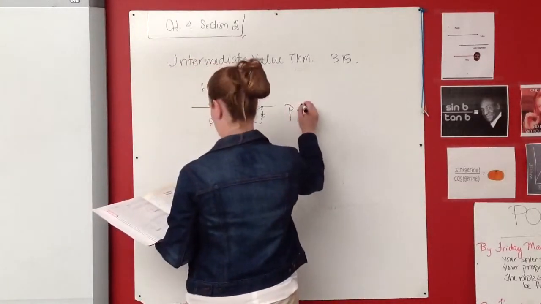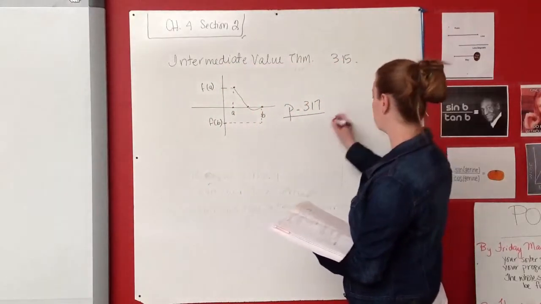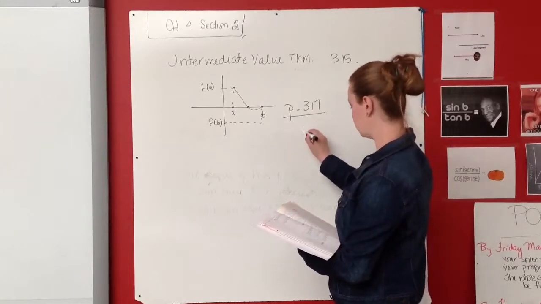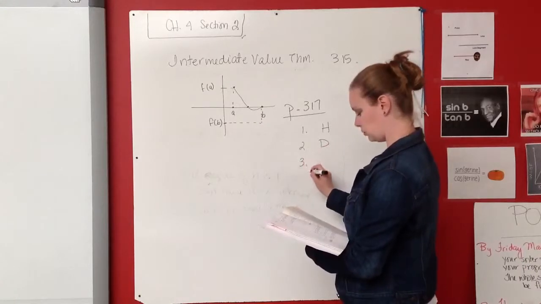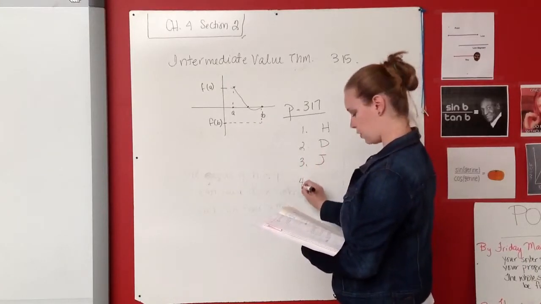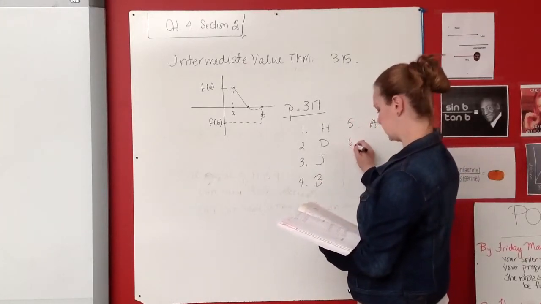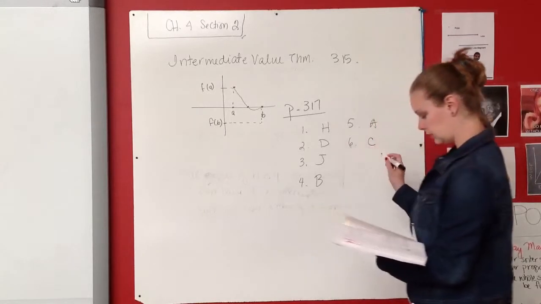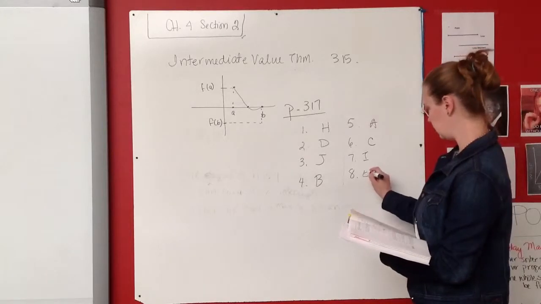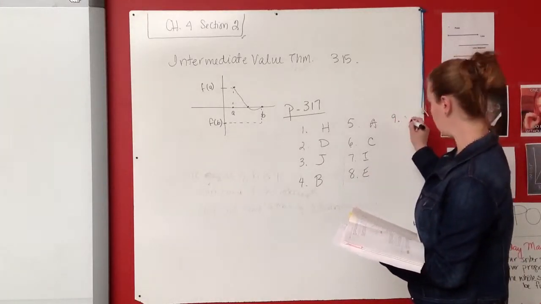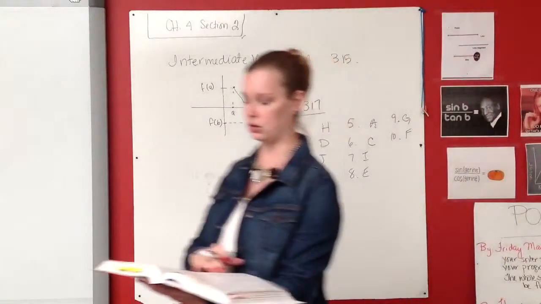Let me give you the answers to that. It is so important to be able to recognize what type of graph you're looking at. So on page 317, visualizing the graph, the answer to number 1 is H. The answer to number 2 is D. The answer to number 3 is J. 4 is B. 5 is A. 6 is C. 7 is I. 8 is E. 9 is G. And 10 is F.